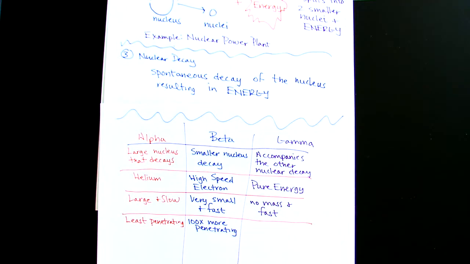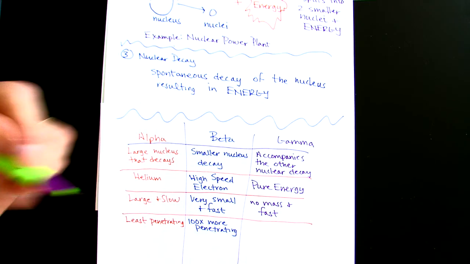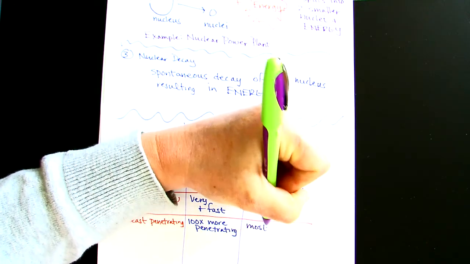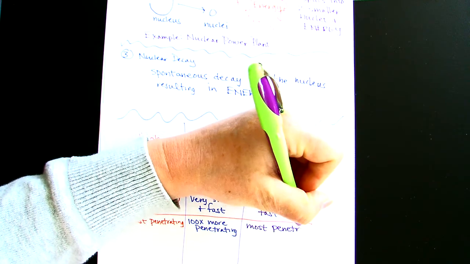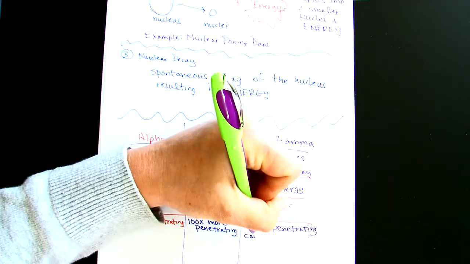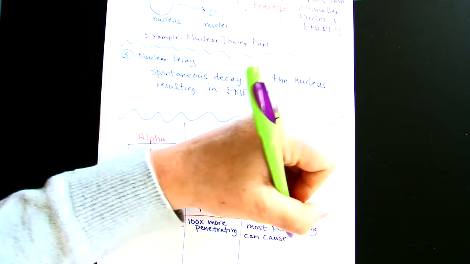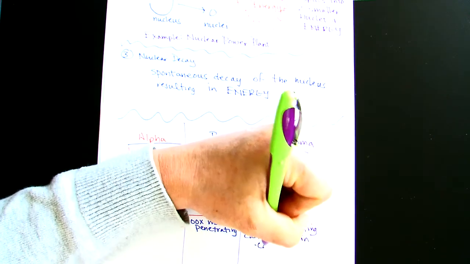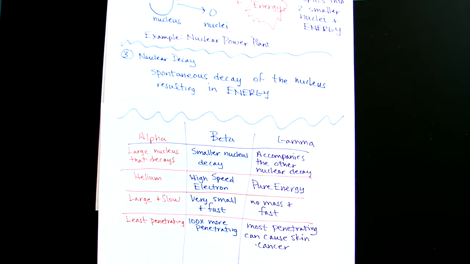Now, a gamma particle or a gamma ray, I guess not really a particle, is the most damaging of all of the types of decay. It penetrates your skin, it can cause cancer, and so it is most penetrating, most dangerous. It can cause skin cancer. Or other kinds of cancer for that matter, because it can penetrate right through.